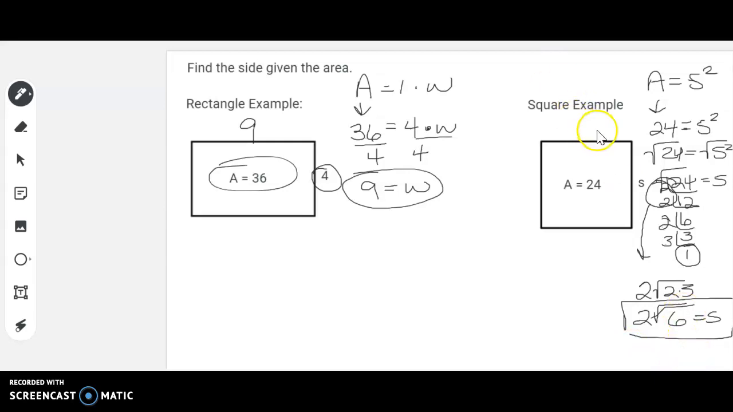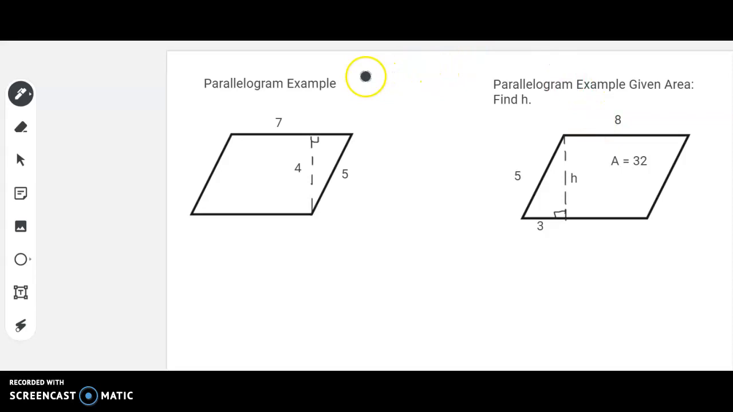Okay, our next shape is the parallelogram. And the parallelogram area is base times height. And then we have our perimeter. It's 2 bases plus, well, you add up all the sides. So for the perimeter, we're going to add up all of our sides.